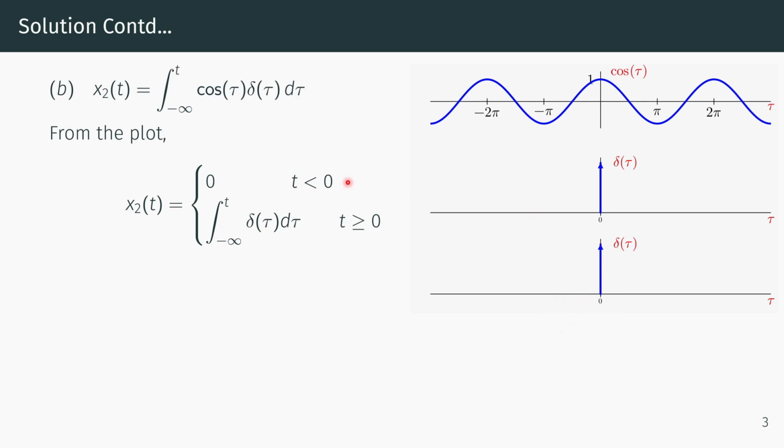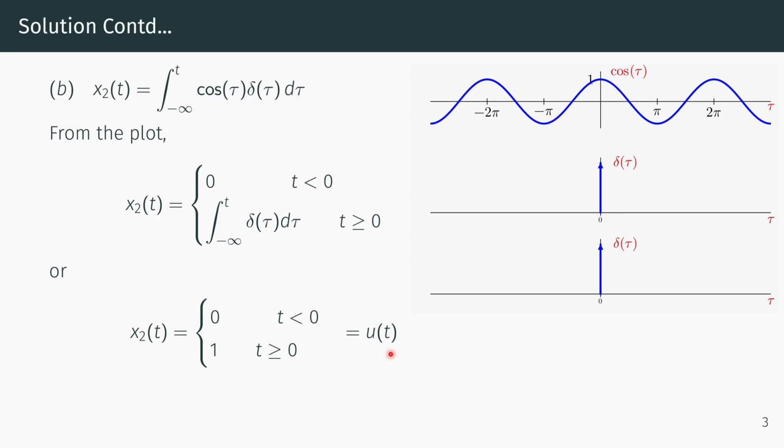So for t less than 0, we don't have any signal, which is equal to 0. For t greater than or equal to 0, we have an integral of the Dirac delta function, and what would that be equal to? The area of the Dirac delta function would be equal to 1, because the integral limits include the Dirac delta function. So the summary is that this integral is equal to 0 when t is less than 0, and 1 when t is greater than or equal to 0, and we know that this is nothing but our unit step function.